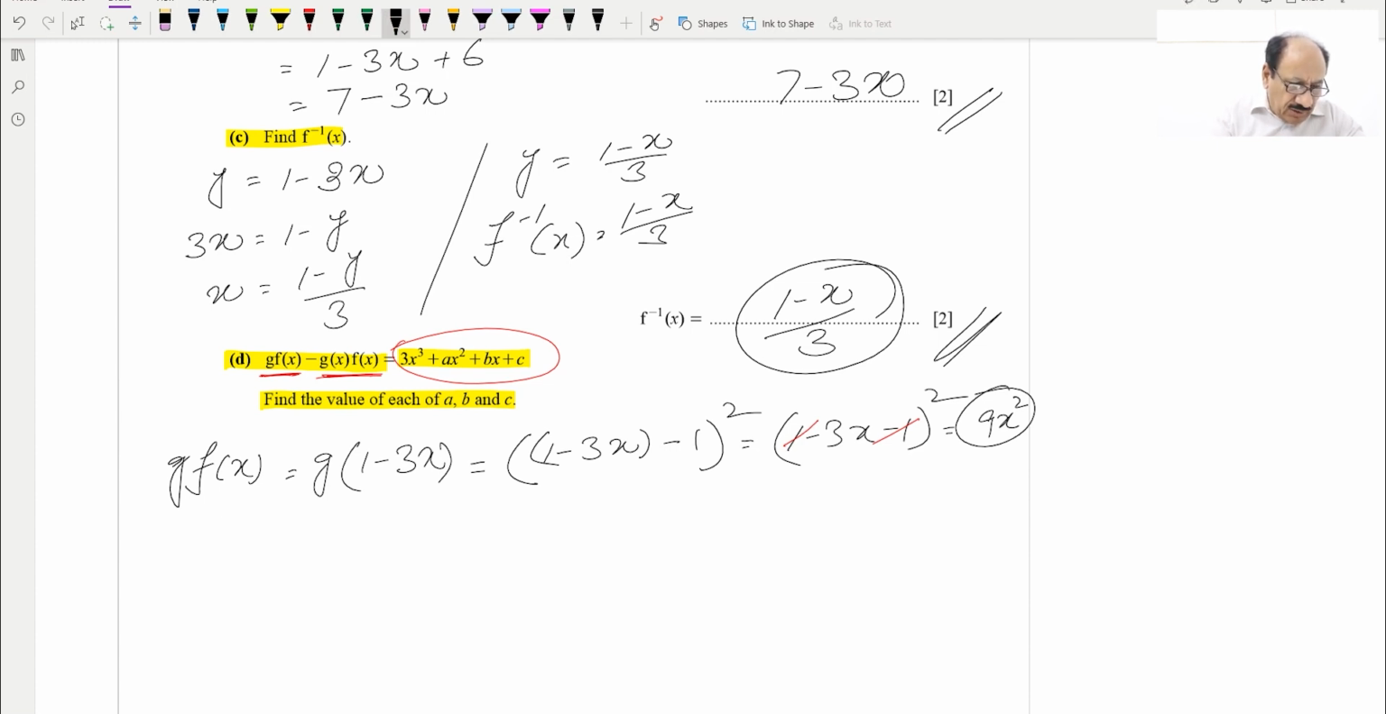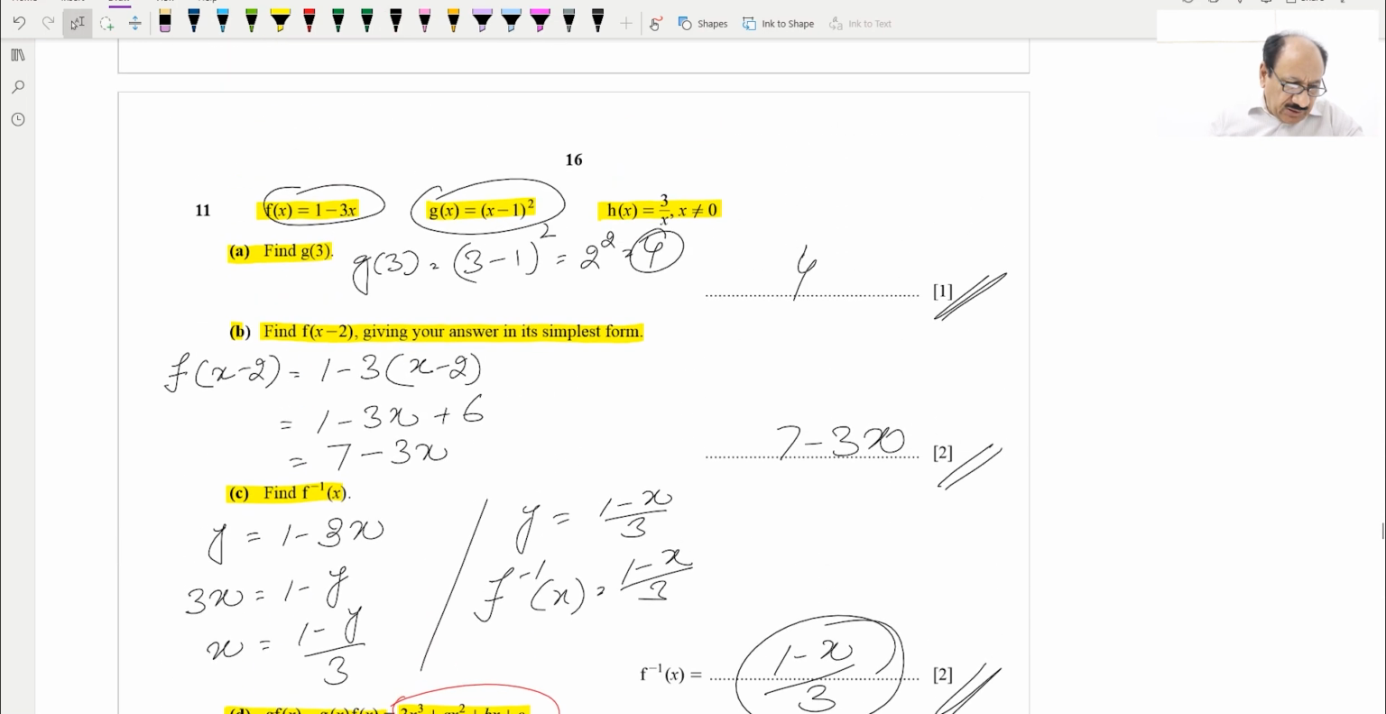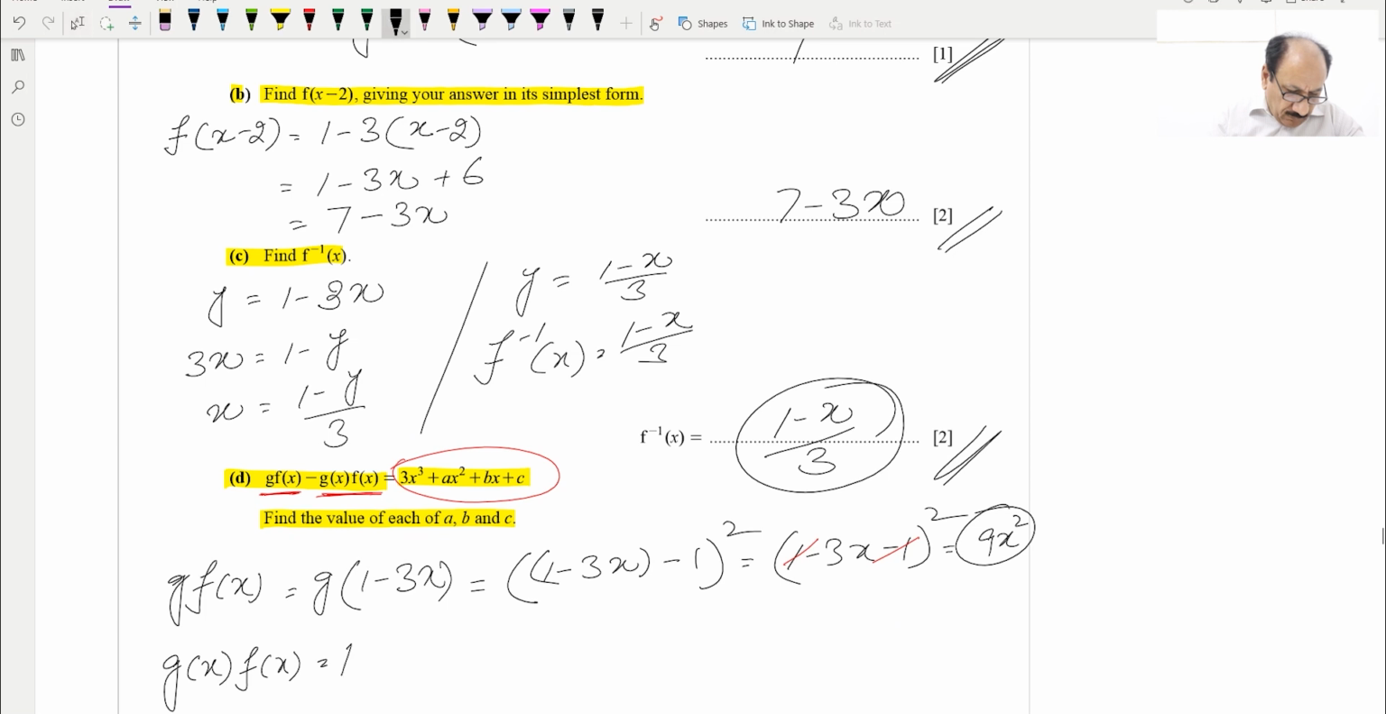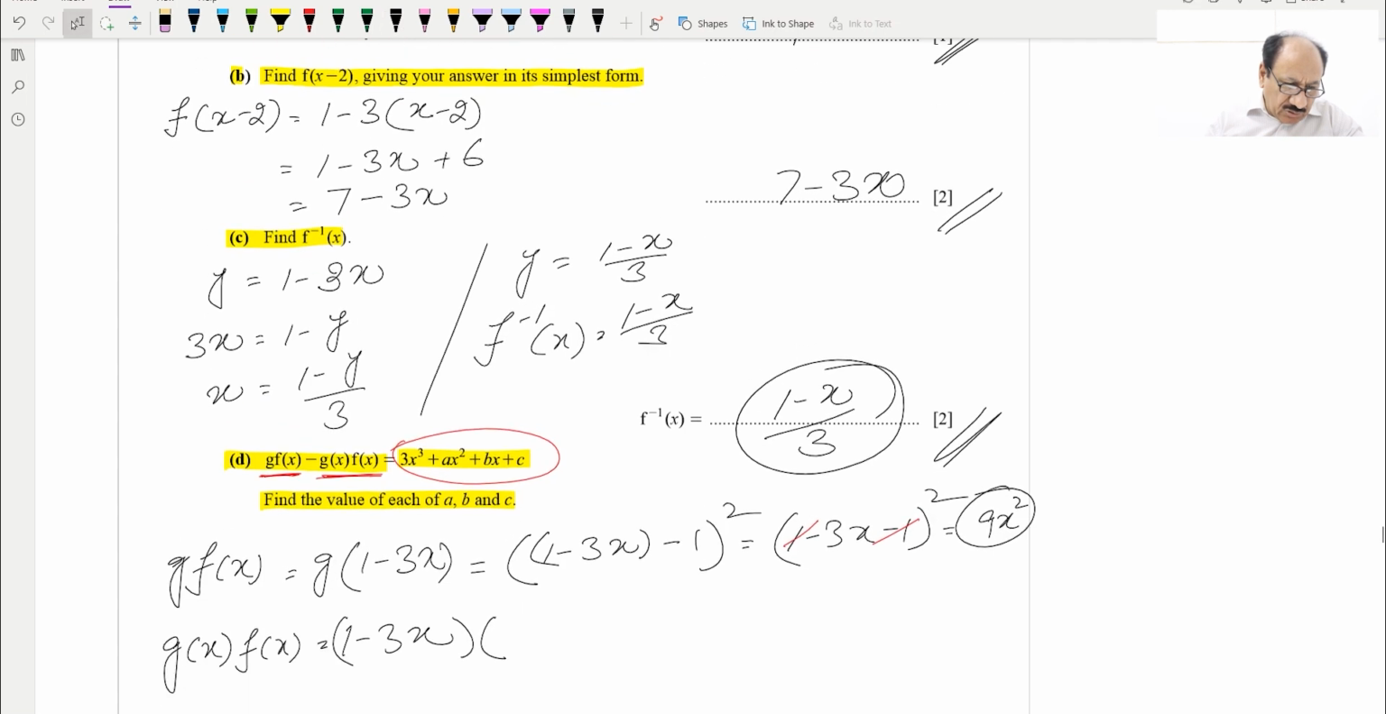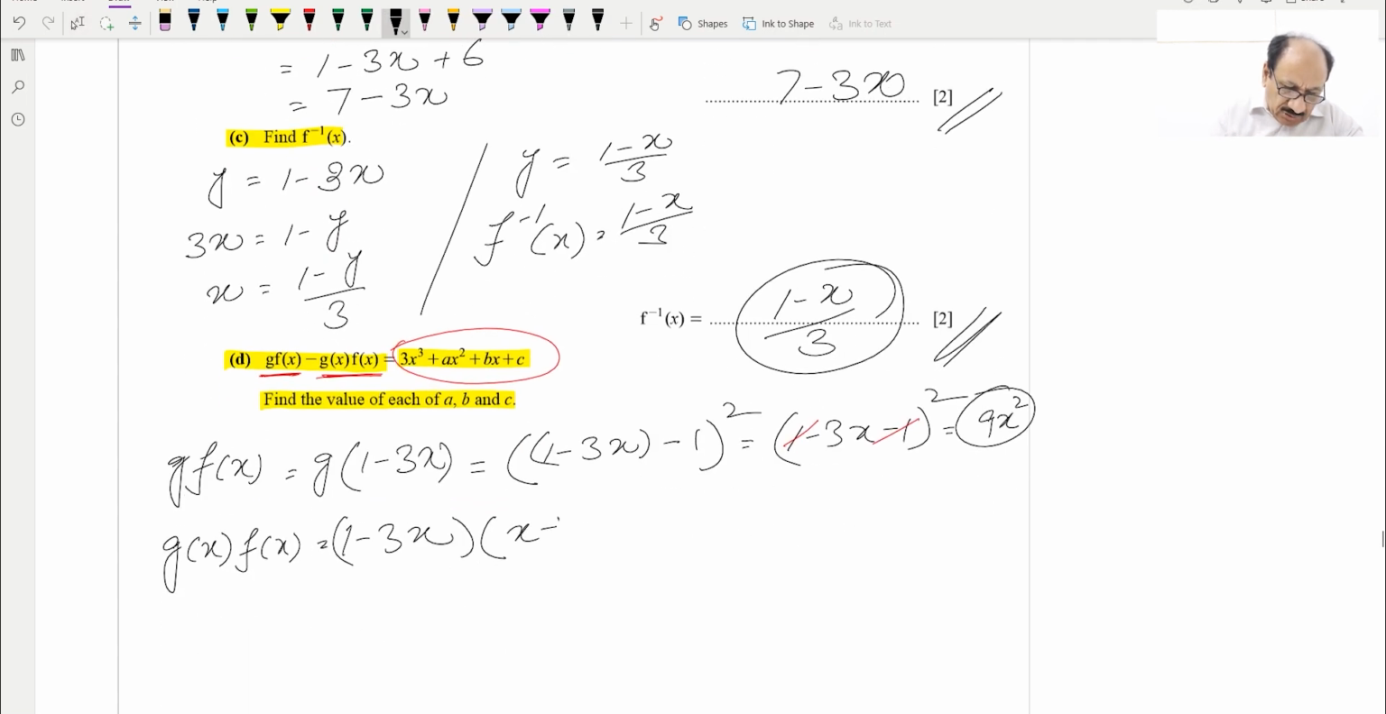Now we can find the other portion, which is g of x multiplied by f of x. f of x is 1 minus 3x, so 1 minus 3x in brackets, and g of x is (x minus 1) squared. And now we can open the square, so 1 minus 3x into x squared.